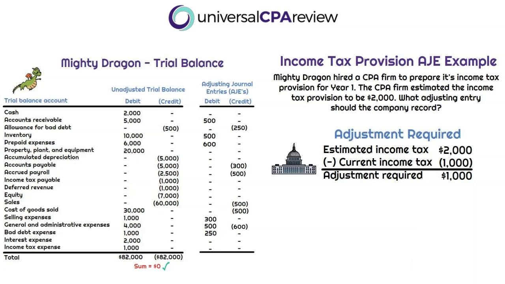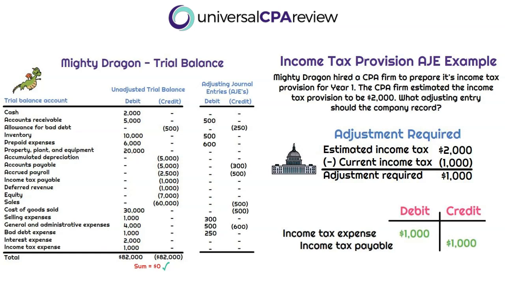So in the example, it says that Mighty Dragon hired a CPA firm to prepare its income tax provision for year one. Now, the CPA firm estimated the income tax provision to be $2,000. What adjusting entry should the company record? Right, so we know the estimated income tax provision as of the latest date should be $2,000, but when we look at our trial balance, it's only currently at $1,000. So that means we need to make an adjustment of $1,000. And so if we need to increase that amount, we would debit income tax expense for $1,000 and credit income tax payable for $1,000, right? So that is a super common adjusting journal entry that we will see for income taxes.